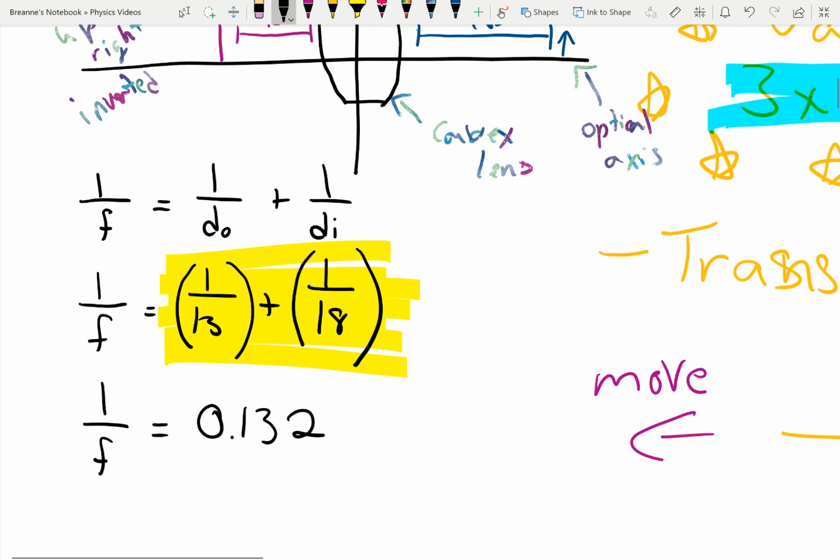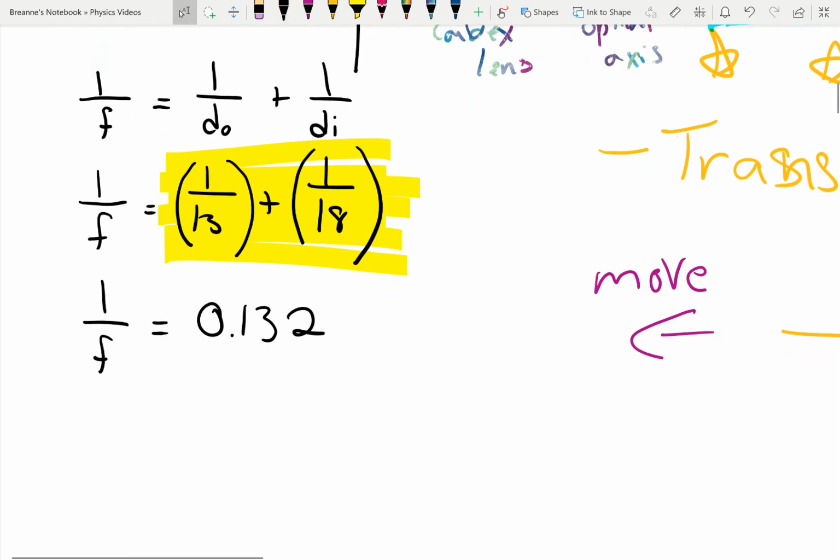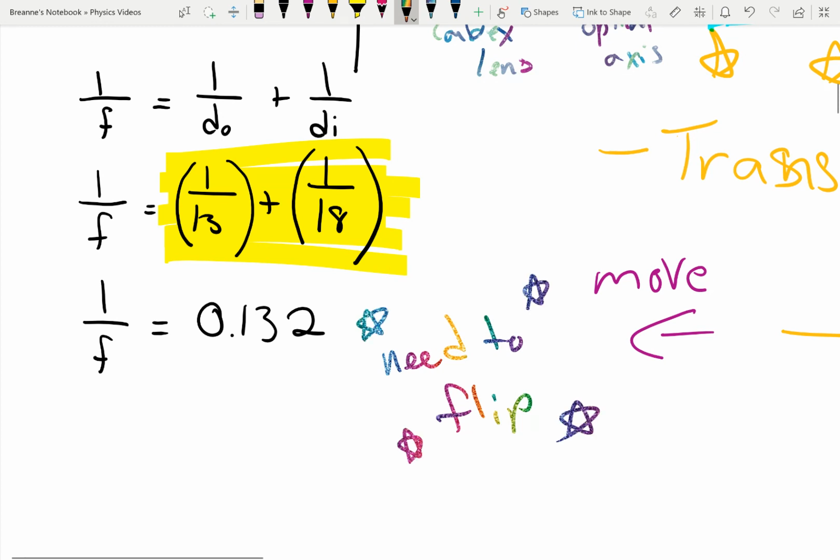0.132. But you're not done. Do not stop there, because we're not looking for 1 over F. We're looking for F. So this is your inverse. So you need to take the reciprocal. You need to flip it. Please don't forget this. This is the number one thing people forget to do, is they need to flip.